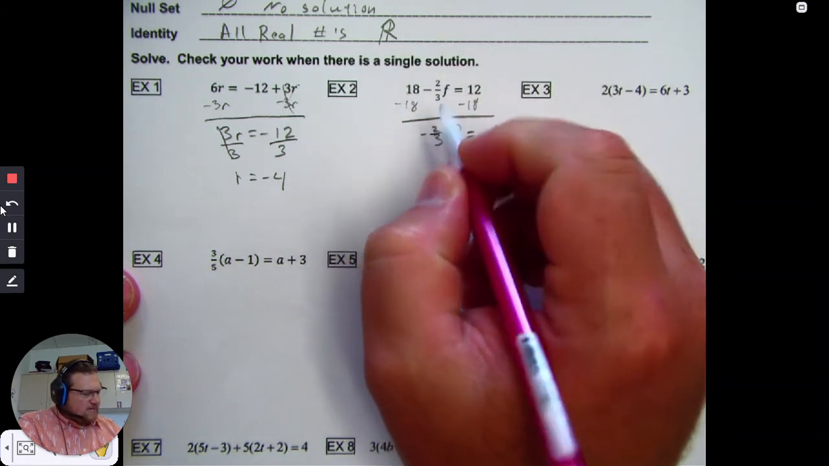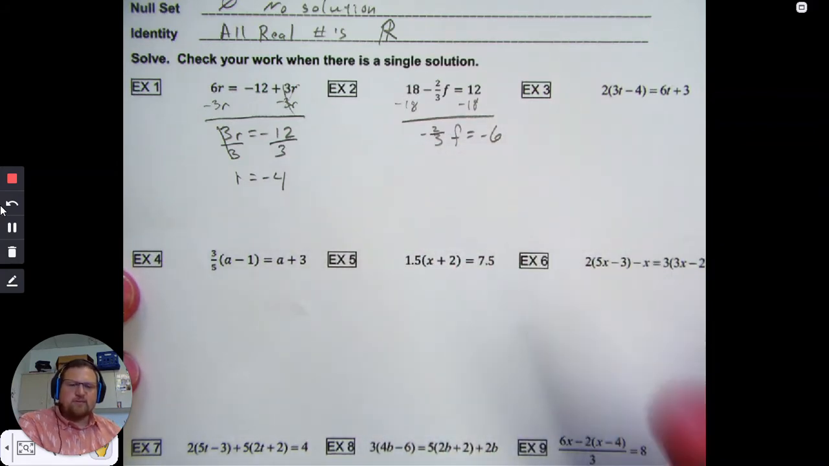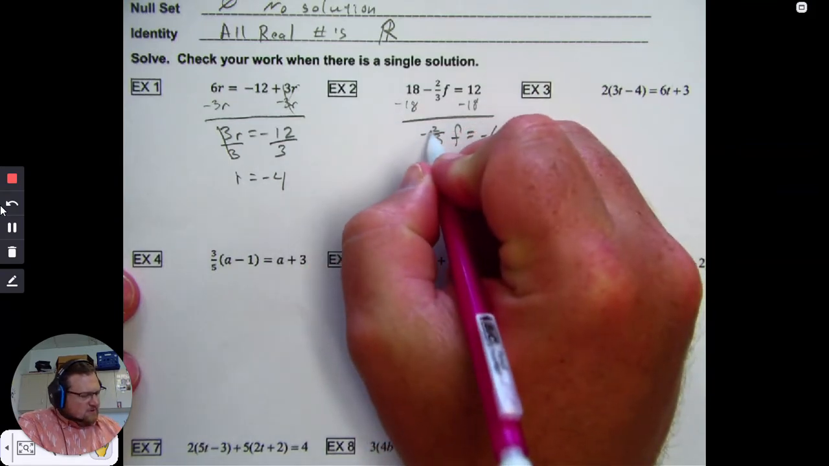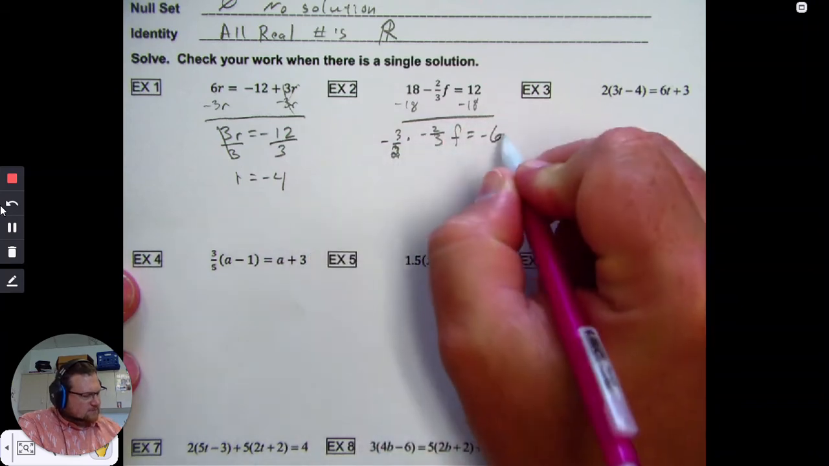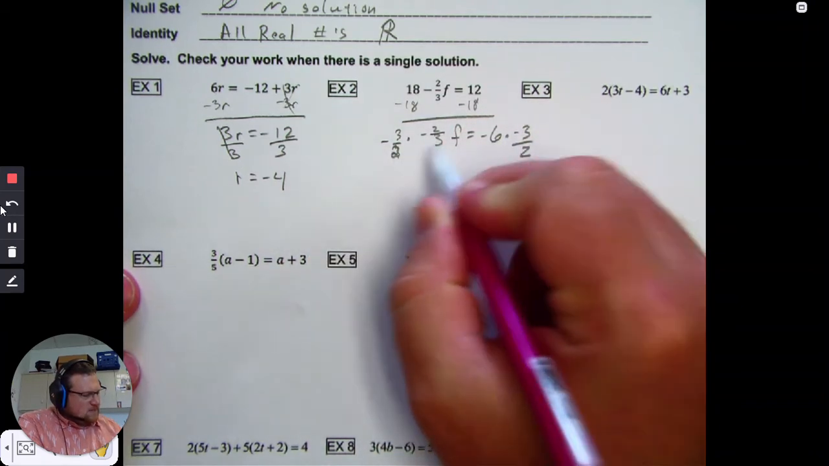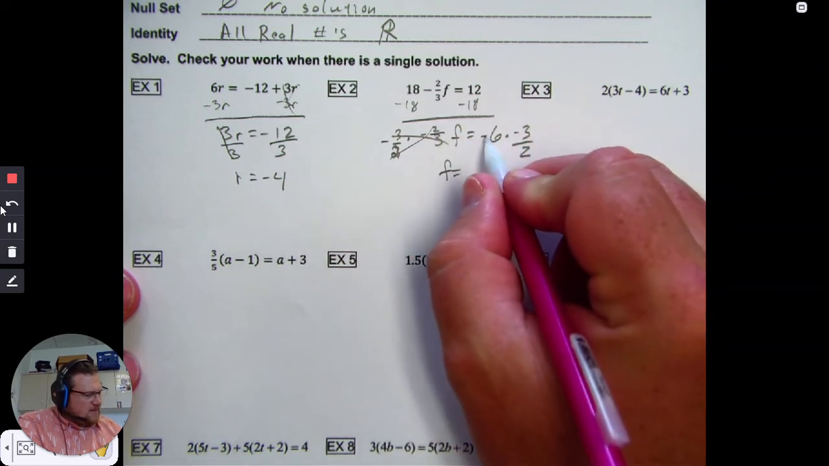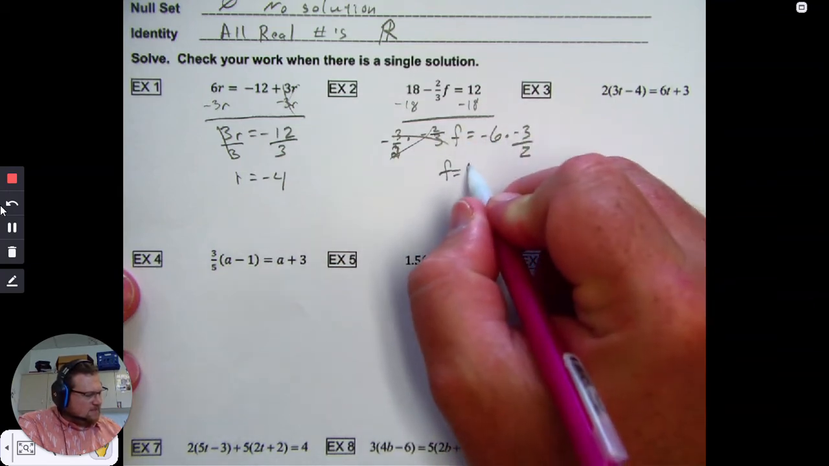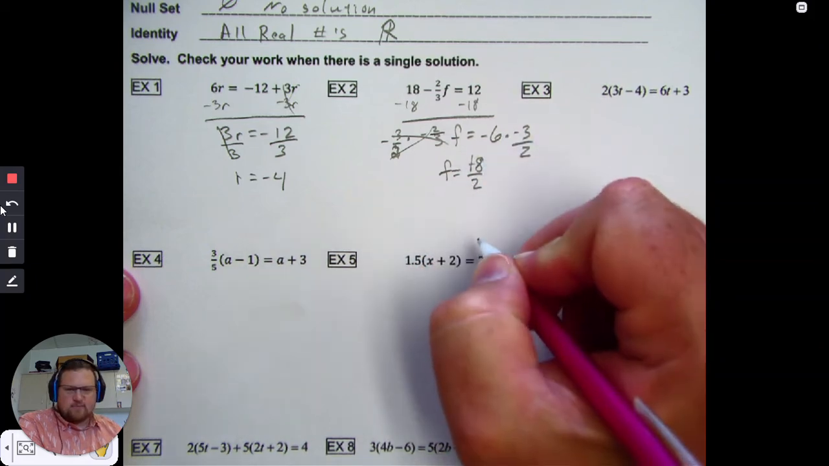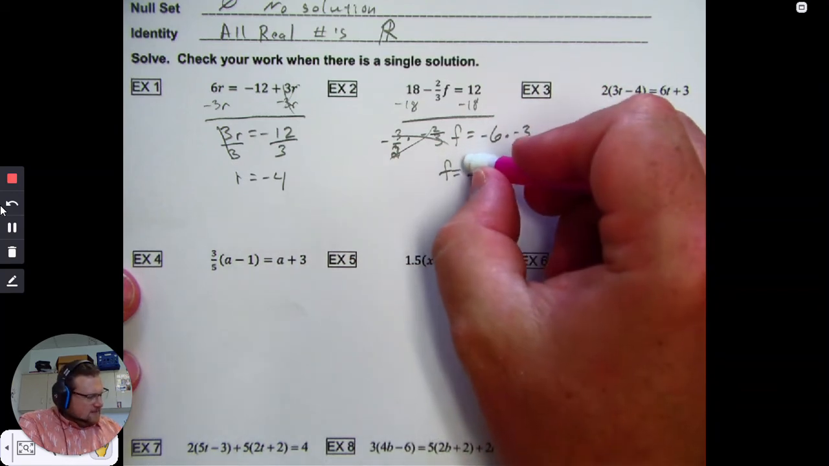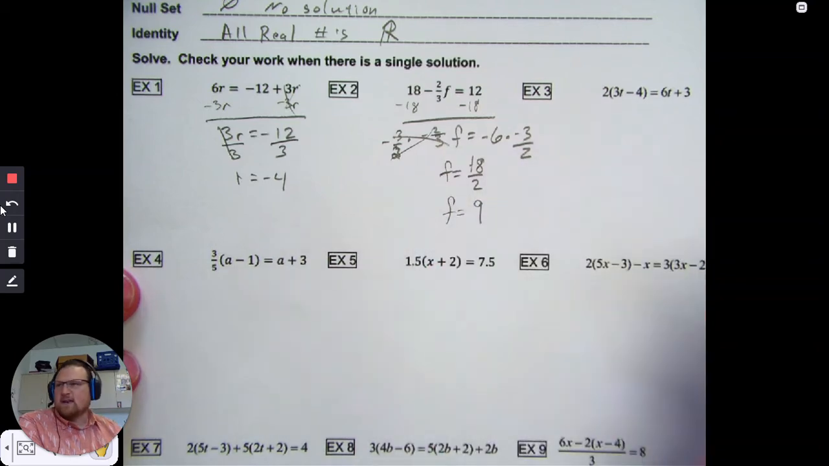To get rid of a fraction, we multiply by the reciprocal. If you don't remember what a reciprocal is, it's simply where you flip your fraction. This started off as a negative 2/3, so we're simply going to multiply by a negative 3/2. Now those cancel each other out completely, and we're left with f equals a negative 6 times a negative 3, which is a positive 18, because a negative and a negative is a positive, divided by 2. 18 divided by 2 gives us that f equals 9.